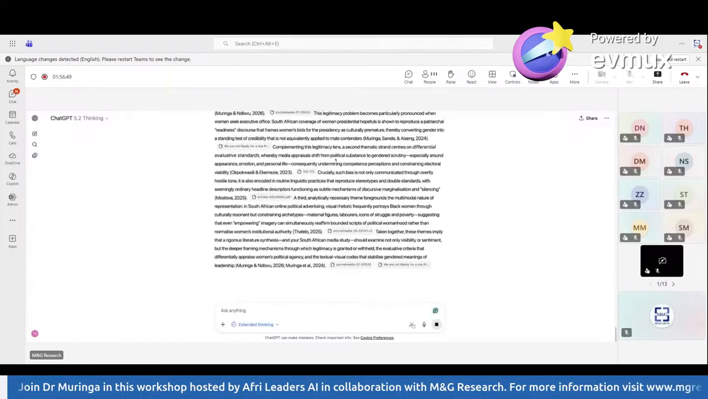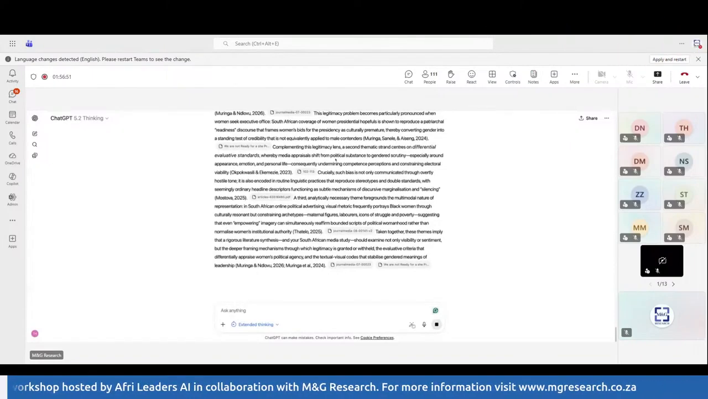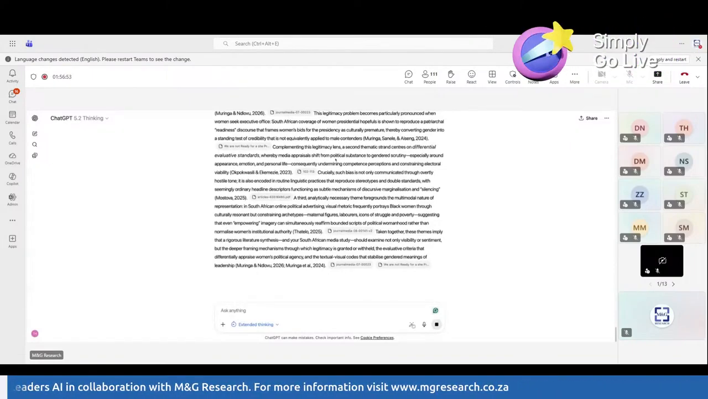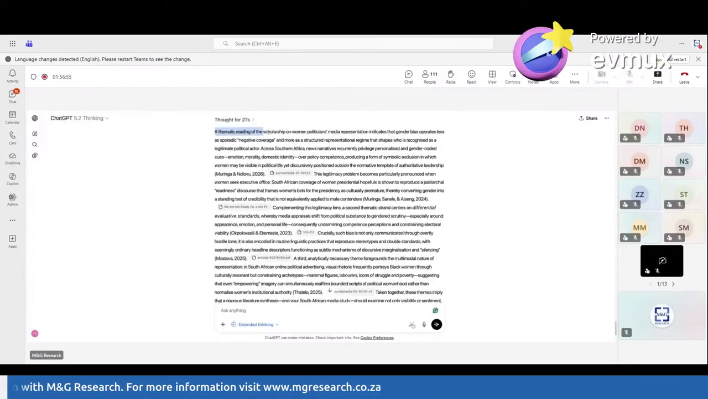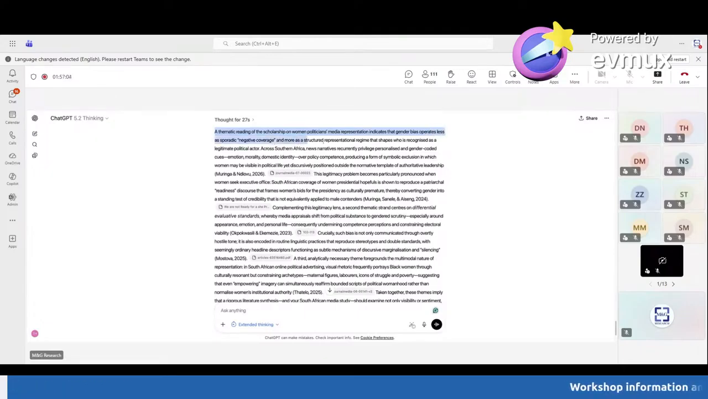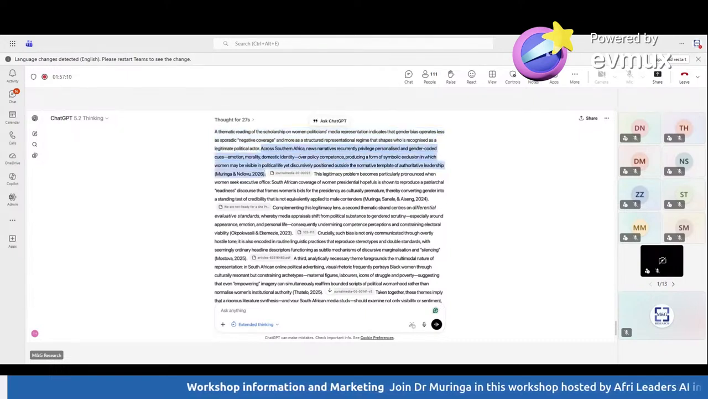Right. So it says to me here, a thematic reading of scholarship on women, politics and media indicates that gender bias operates less as sporadic negative coverage and more as structural. This becomes our topic sentence, right? Then across South Africa, it is bringing context, right? Then it involves the citations, right?